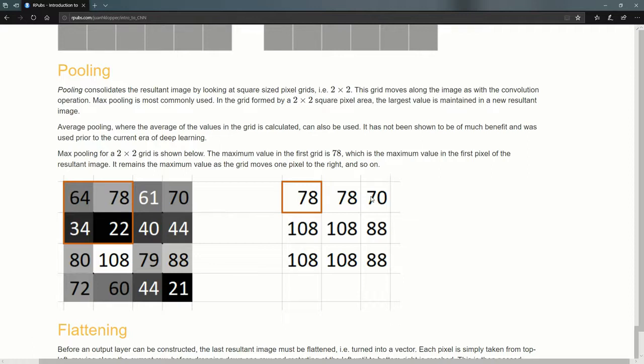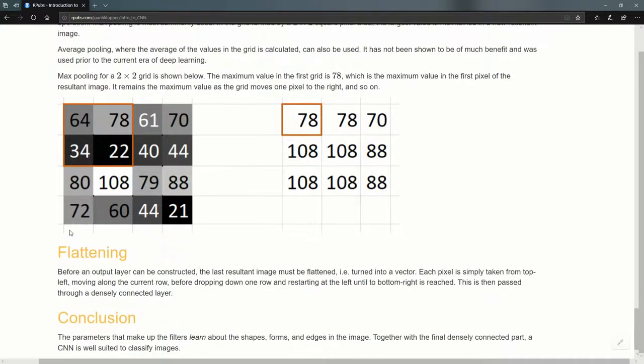Before, some people also used average pooling, so it would be the average of those four values, but max pooling actually works best. Well, there's no evidence really to say that there's anything better than max pooling. Max pooling is going to give you good results.